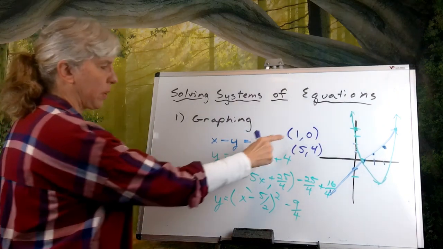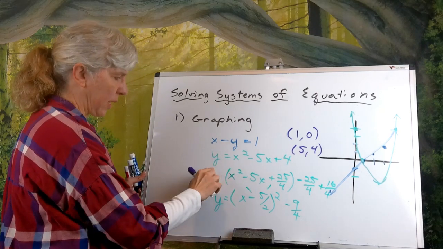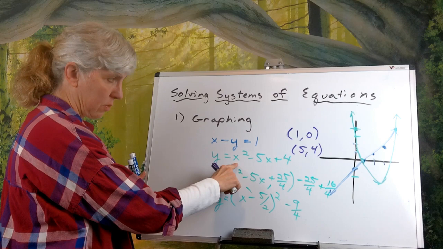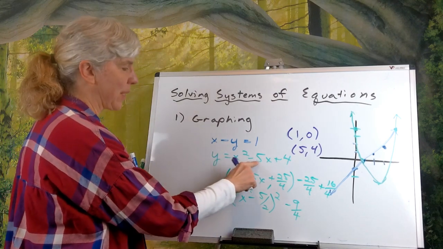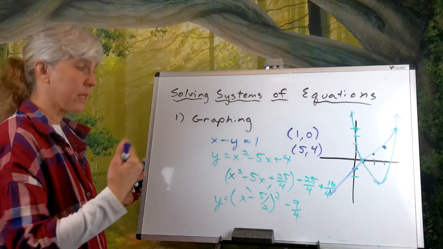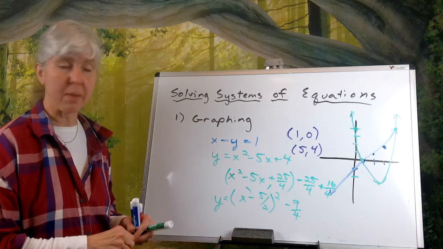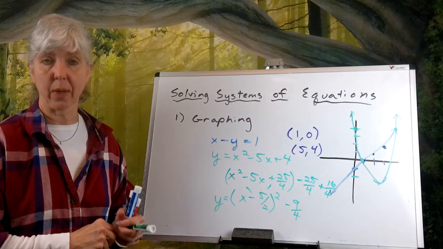That is, if I plug in 1, 0, 1 minus 0 is equal to 1. That's fantastic. 1 here, remember that's the x value. 1 minus 5 is negative 4, plus 4 is 0, so that works. Similarly, if I plug in the 5, 4, it will also make it a true statement. So I know that my graph is correct.